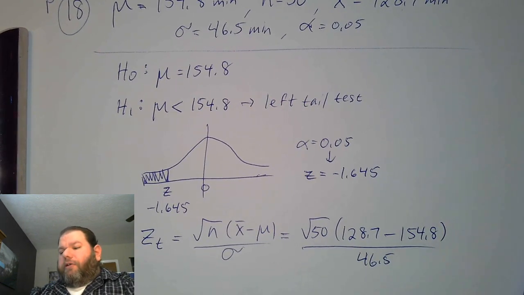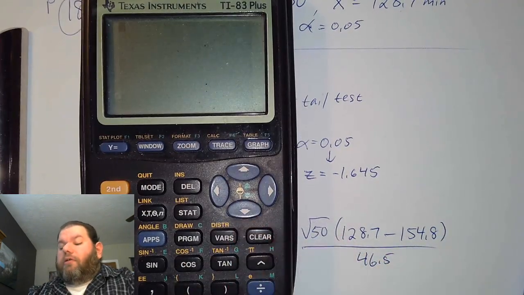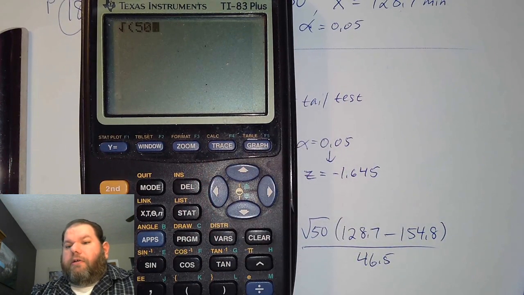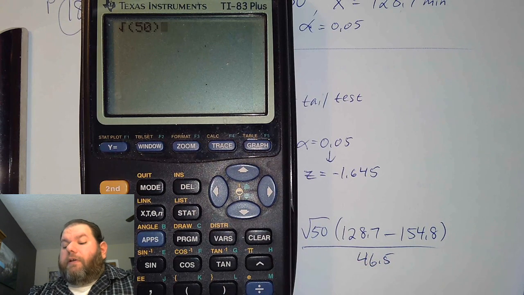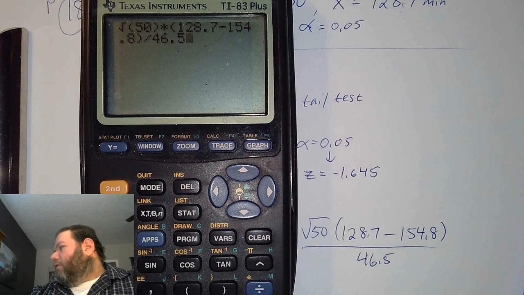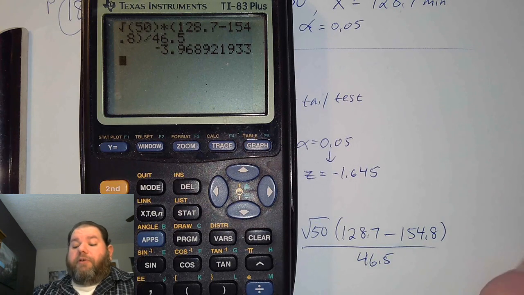So now we go into our calculator. We say square root of 50, close parentheses, times parentheses 128.7 minus 154.8. And then we divide by 46.5. And so we get a value of negative 3.97.